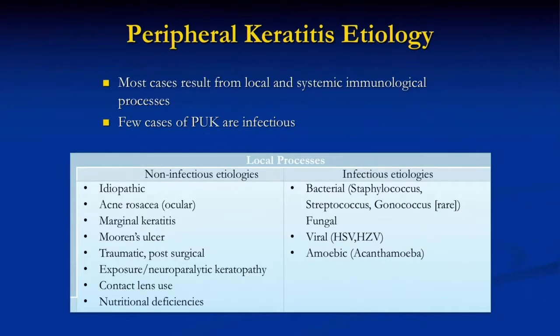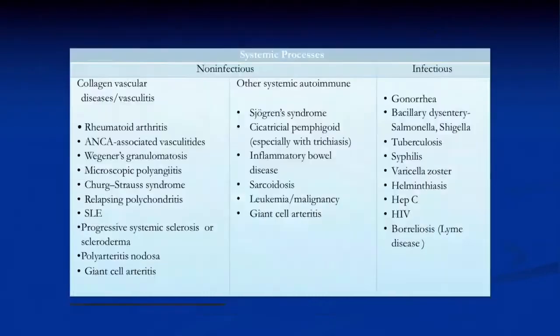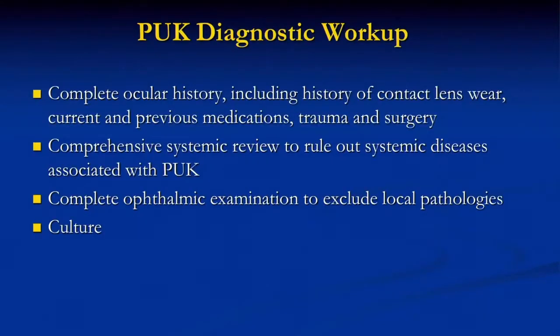So there are a number of possible etiologies for these peripheral diseases, from idiopathic to marginal keratitis to PUK, Mooren's ulcer, all of the infections, the bacterial, viral, amoeba, collagen vasculitides, specifically and more commonly rheumatoid arthritis, those ANCA-associated vasculopathies, as well as SLE and polyarteritis nodosa, and then again, a whole slew of other infectious diseases. So what do we do for workup?